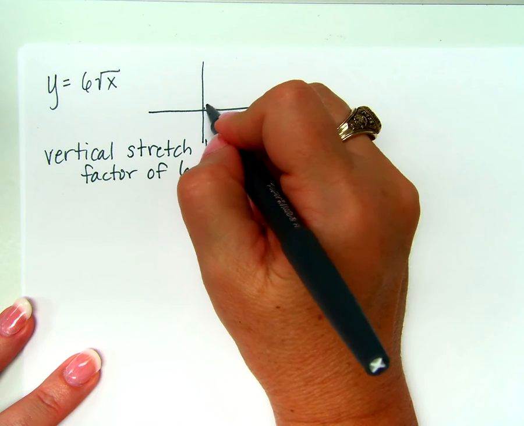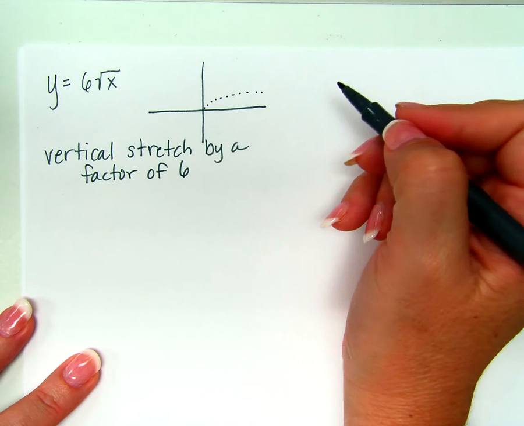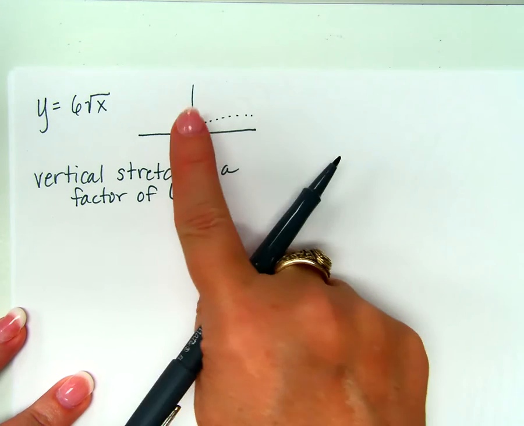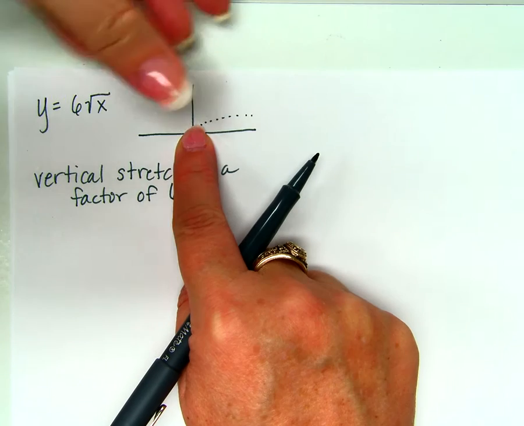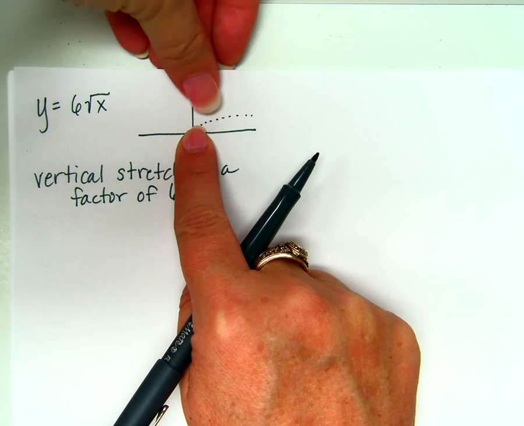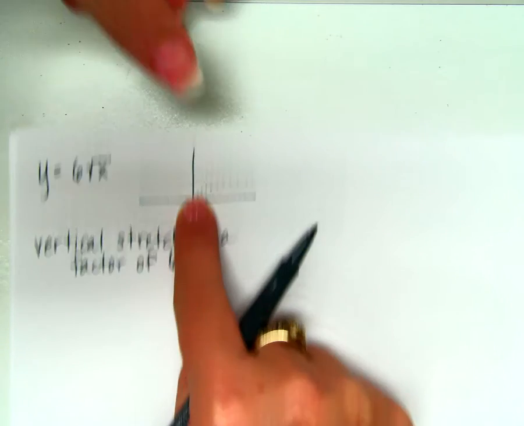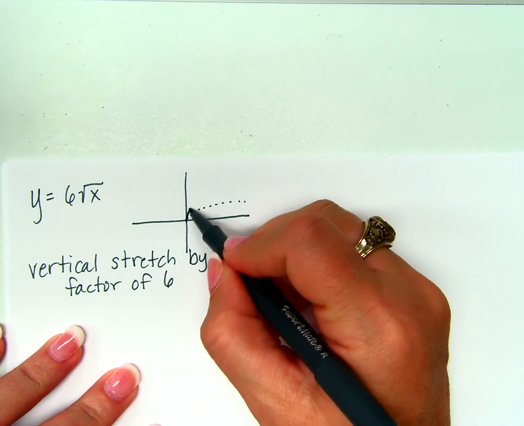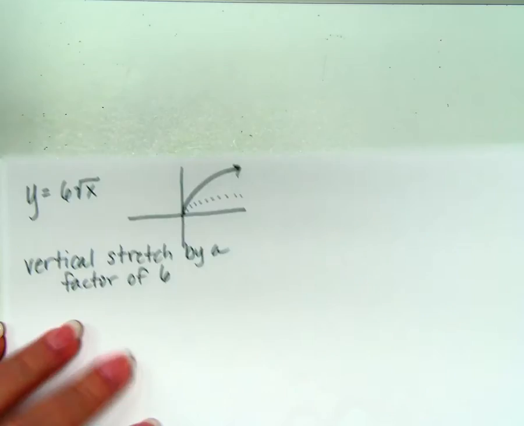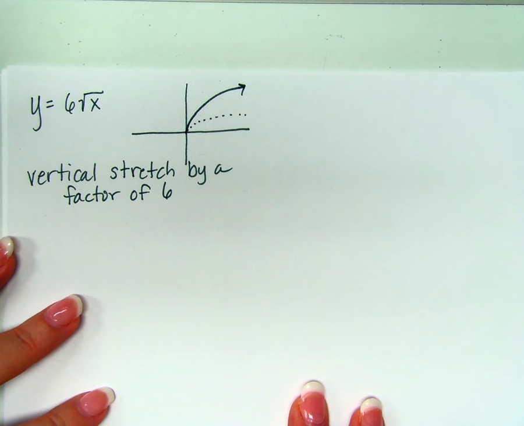So if this is the parent, a vertical stretch means I hold on to some particular point, in this case the beginning point, 0, 0, and I vertically stretch it. So I grab it this way and pull it up. Grab it here, pull it up. If I'm pulling it up, it's going to go like that. Does that make sense? Yes.